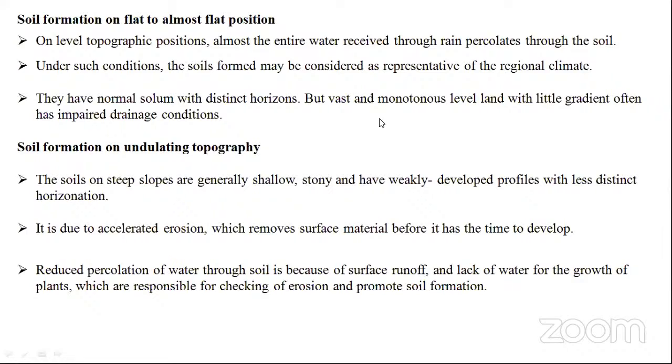Anyhow, students, this is a flat, almost flat land surface. What will happen is that almost the entire water will be received in that position. For example, students, I'll draw some imaginary lines. See, students, this is your undulating area. This is a very flat, almost flat position. Here you will receive almost all the rainwater, all the precipitation. So what will happen? The entire water will be percolated, completely gone into the soils.